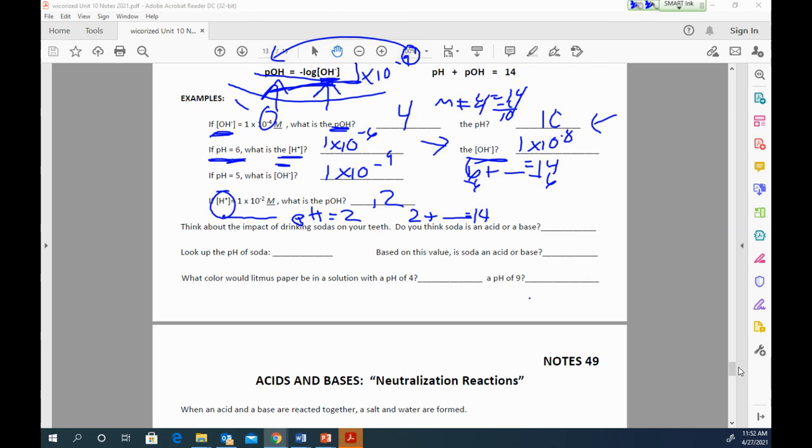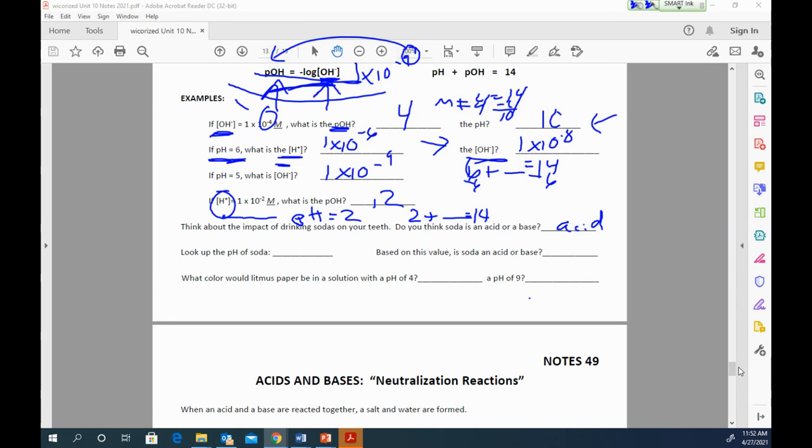All right, so down here, it's a little bit more like understanding what an acid is. So think about the impact of drinking sodas on your teeth. Do you think soda is more acidic or more basic? Mostly you should know because a base is mostly like soap. Cleaning products are usually basic. Soda is definitely not cleaning your teeth. So it's going to be more acidic.